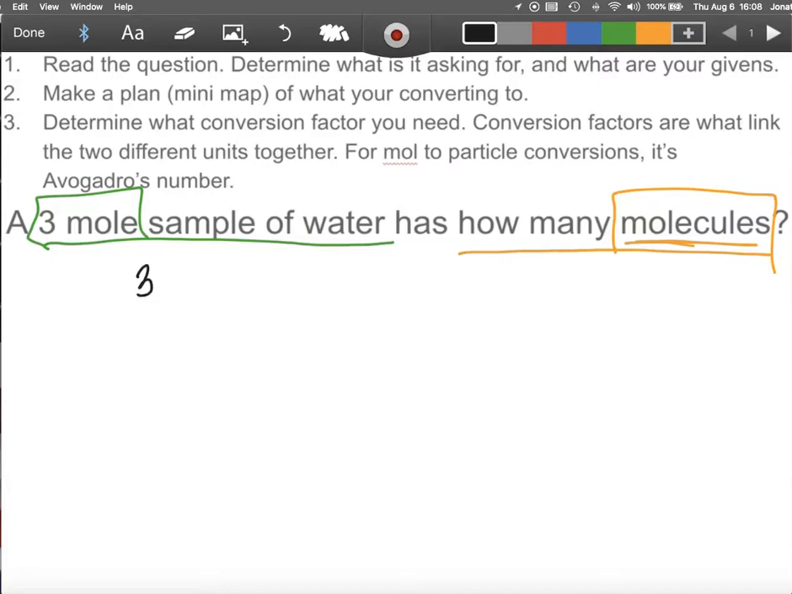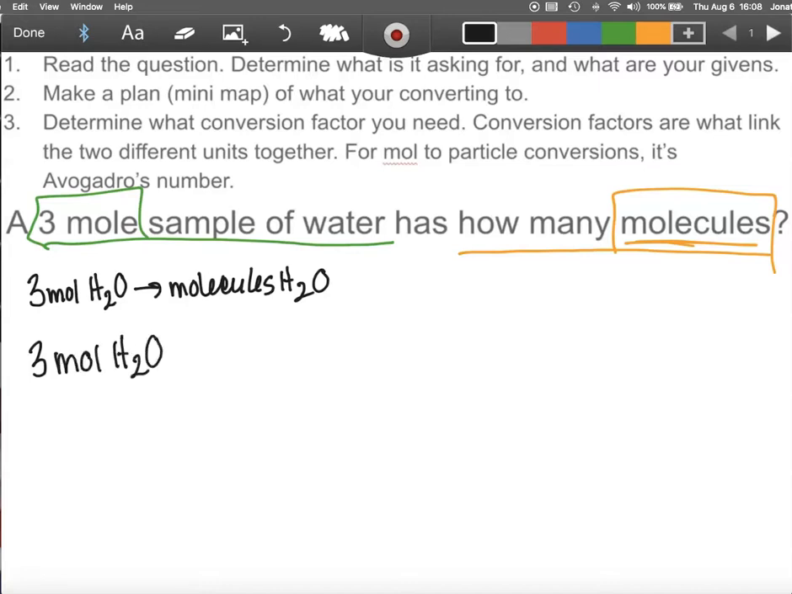Here we have 3 moles of water, which is H2O. I'm sure you guys knew that. And we're going to convert that over to the number of molecules of H2O. That's what we need to figure out. And actually, I'm going to go ahead and erase this and put it over a little bit further so that we can have some more room. 3 moles of H2O. I need to convert that to the molecules of H2O.